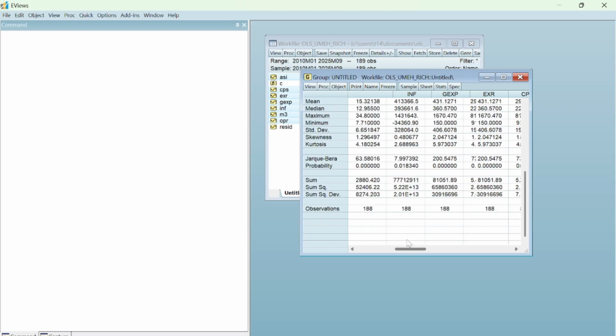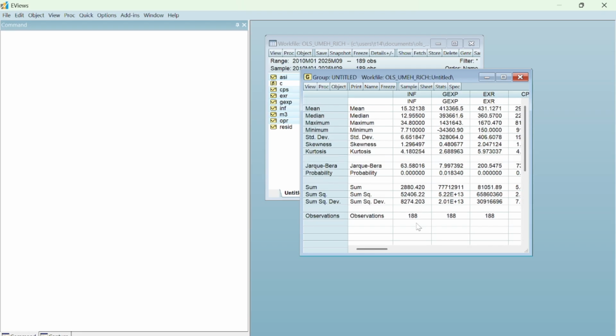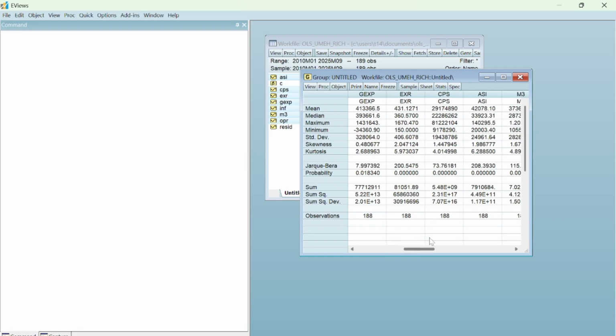So you can tell your story from here. From your inflation, you can see you have 188 observations, which is actually good for the time series analysis. The mean is 15.32. Government expenditure has a mean of almost 40 million, about 41,413,366.5. Exchange rate, you have about 431.